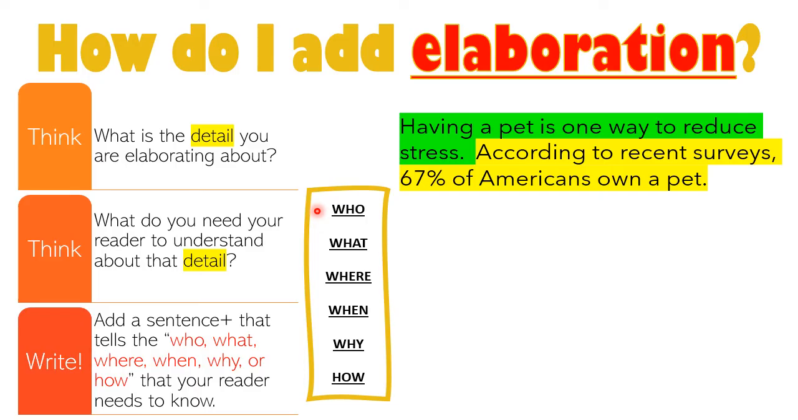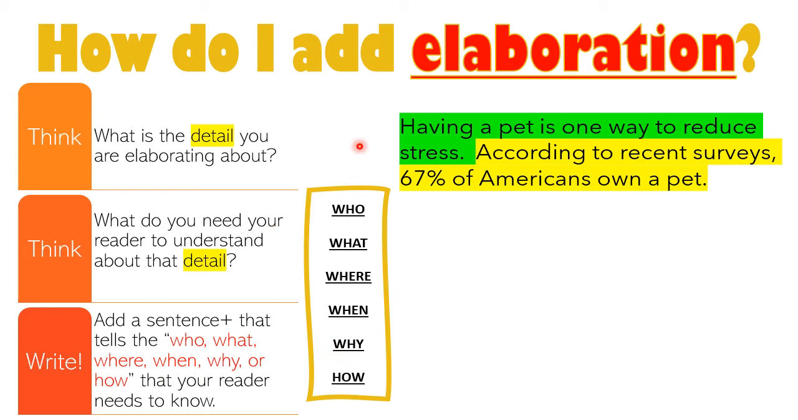Maybe people don't know that. I could say what would be a pet. Maybe not everyone knows all the different kinds of pets. Where, I could explain where pets often live. When, I don't really have a when for this one, but if I had more info, maybe I could say when the survey was taken. Why and how. So these are all ways that I could give more information to help my reader best understand.